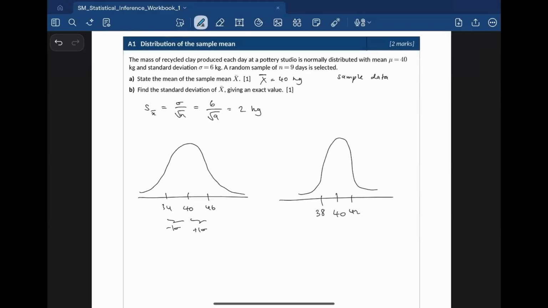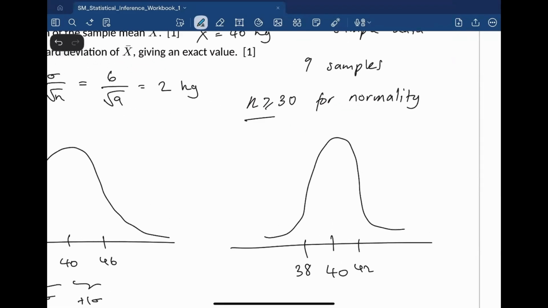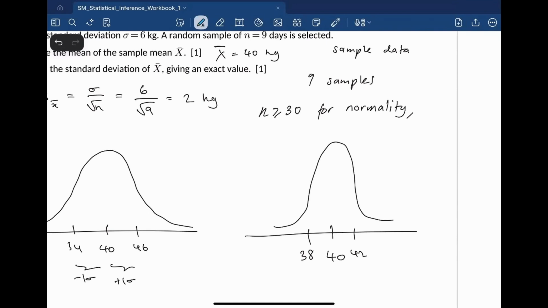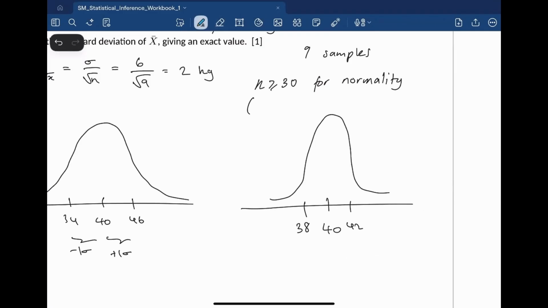So one thing I should mention is there is a way to consider how many samples you need. So here they took 9, right? There is a condition that you should take 30 or more samples for normality to apply. You might have already done this in methods. We check if the sample size is greater than 30, then we can assume normality holds. We can use this distribution. We can say that this is normally distributed. But this condition only holds if the population distribution is not normal.